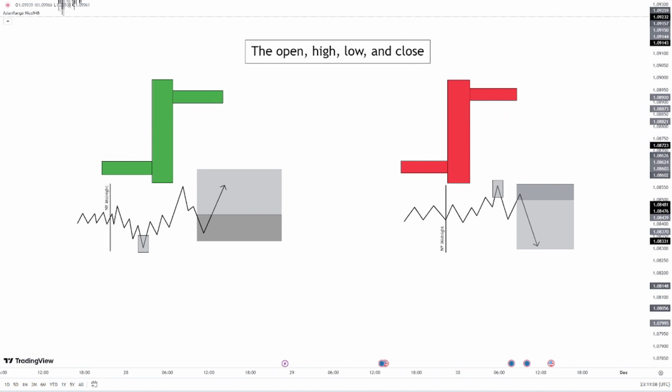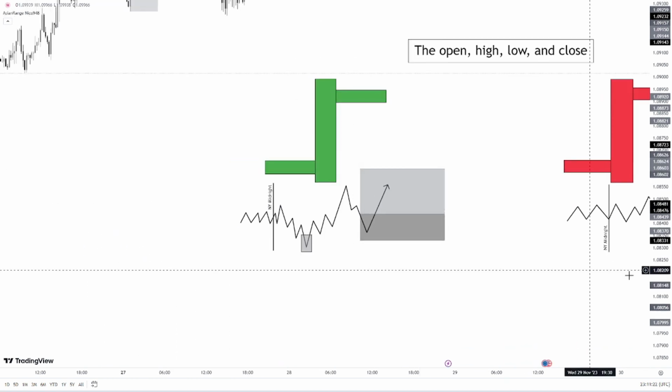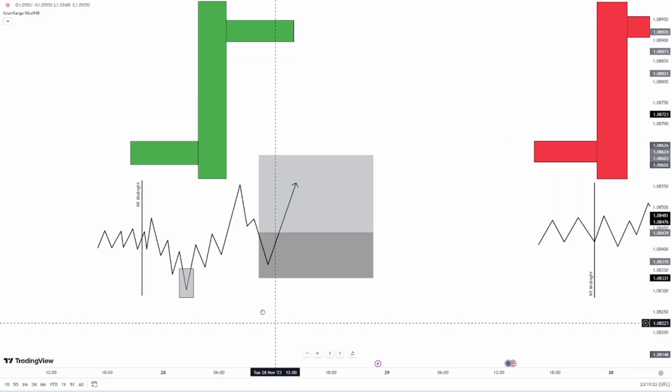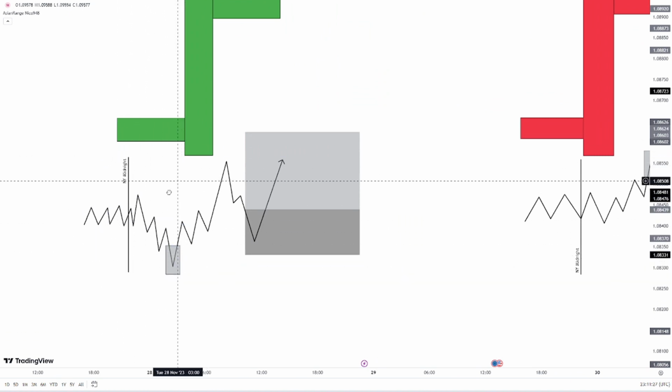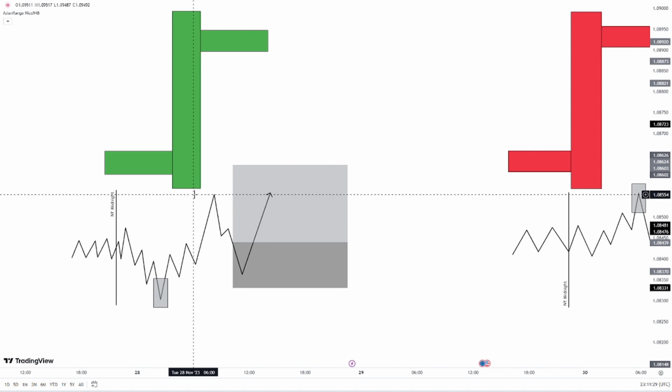So what we're looking at here is the New York opening price, so New York midnight. At the end of the Asian session, what do we see? We see price nip down below, sweeping the Asian low liquidity and sweeping the liquidity of the New York opening price. This is the open of the day.